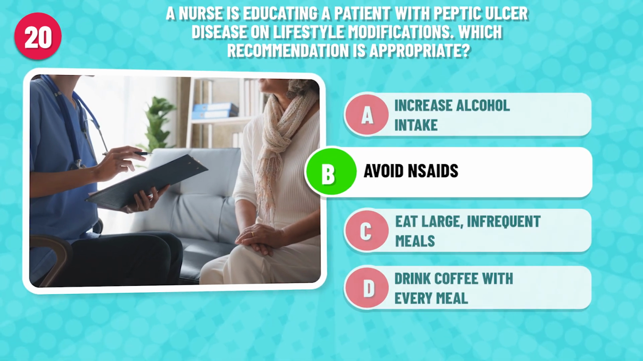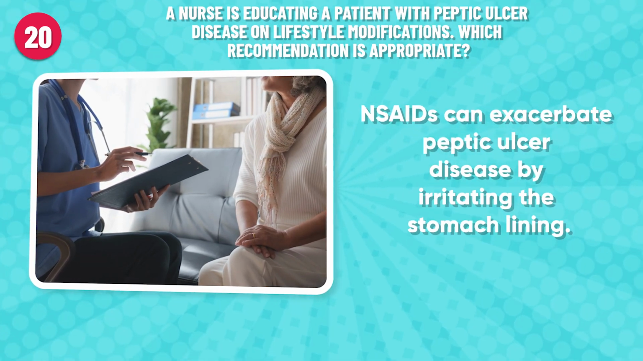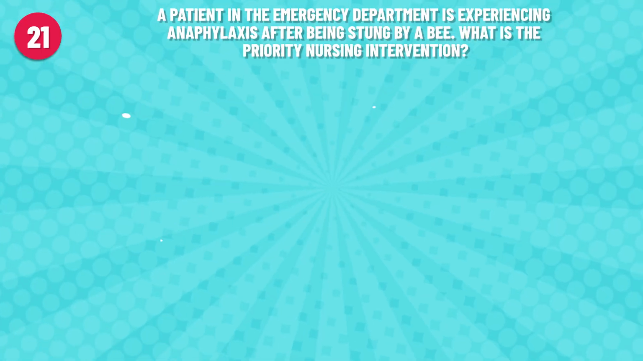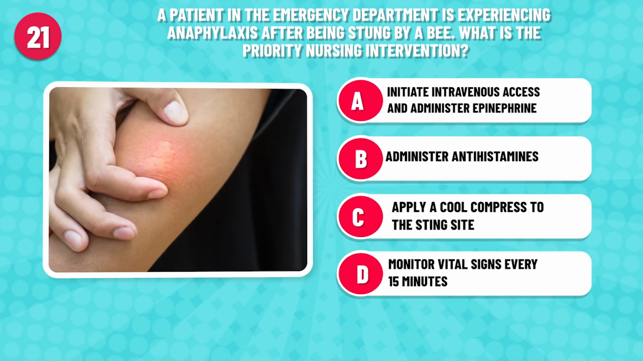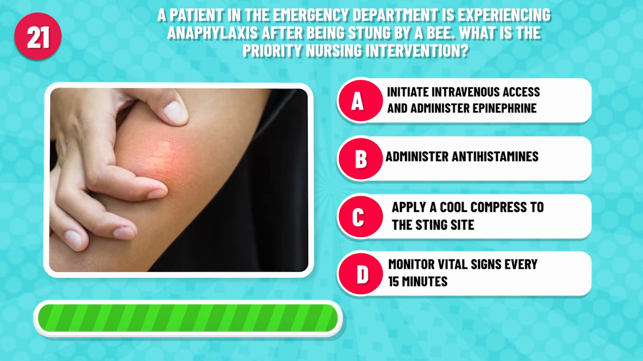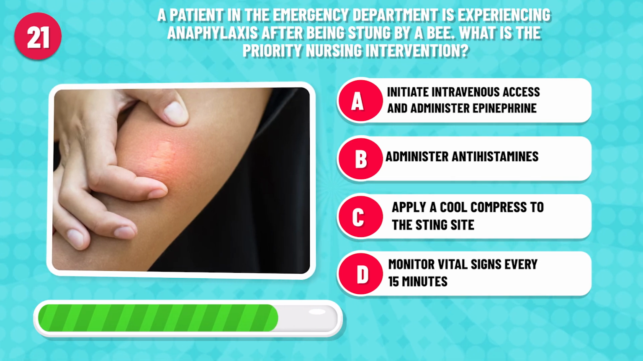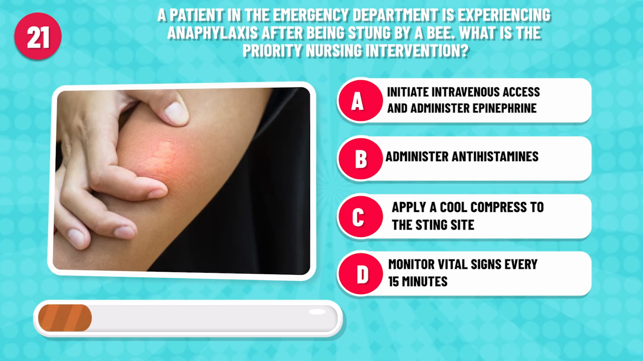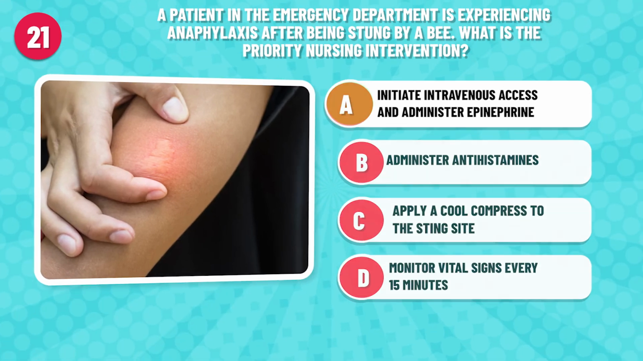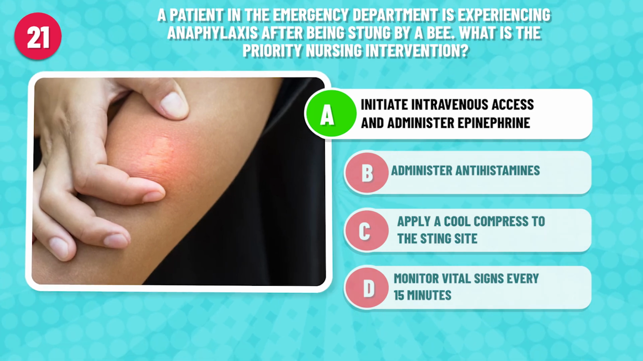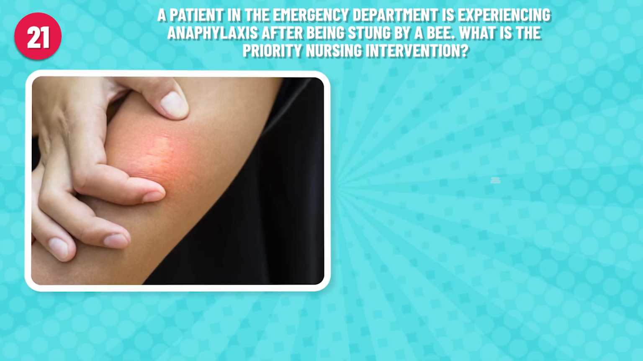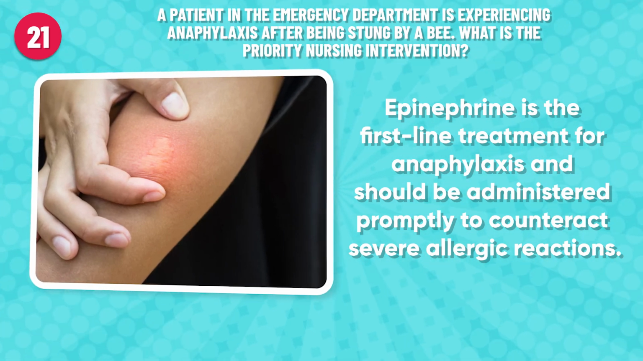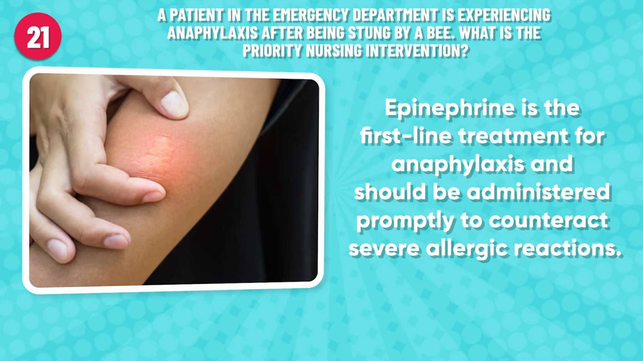It's B. Avoid NSAIDs. NSAIDs can exacerbate peptic ulcer disease by irritating the stomach lining. A patient in the emergency department is experiencing anaphylaxis after being stung by a bee. What is the priority nursing intervention? It's A. Initiate intravenous access and administer epinephrine. Epinephrine is the first-line treatment for anaphylaxis and should be administered promptly to counteract severe allergic reactions.